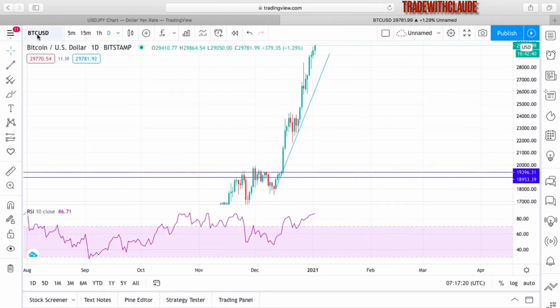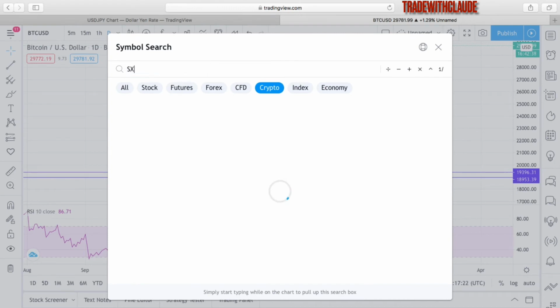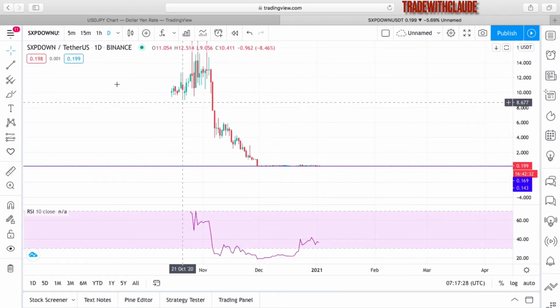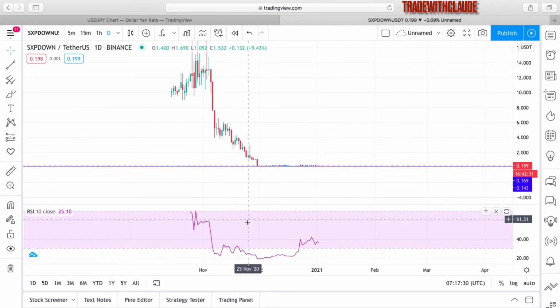So let me show you a downtrend market. XRP down. So this is it. It's trying to recover.